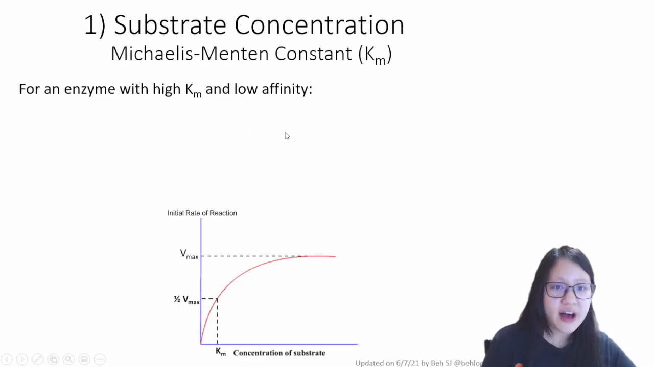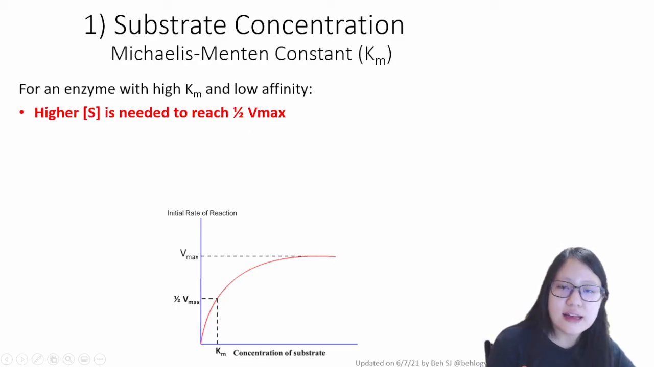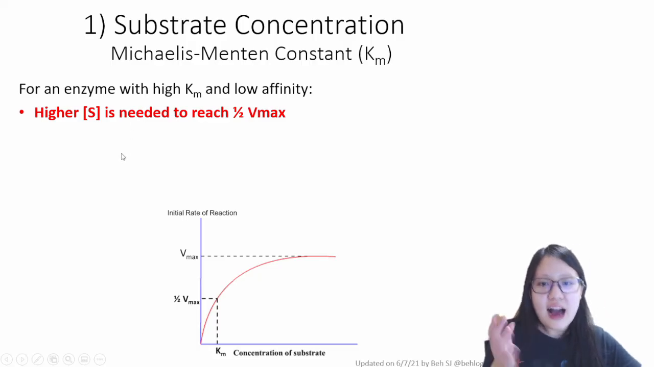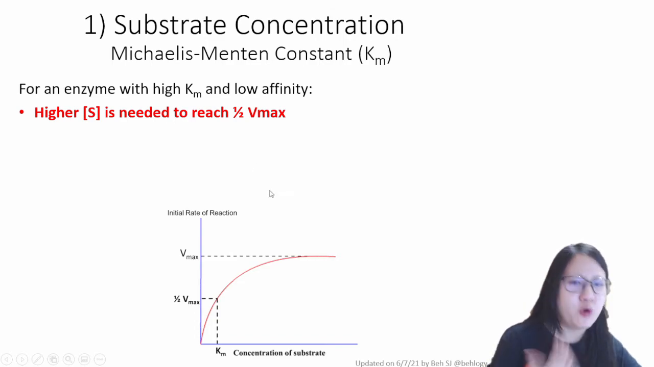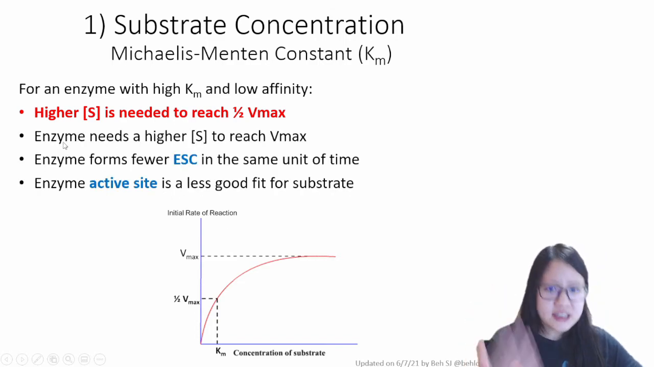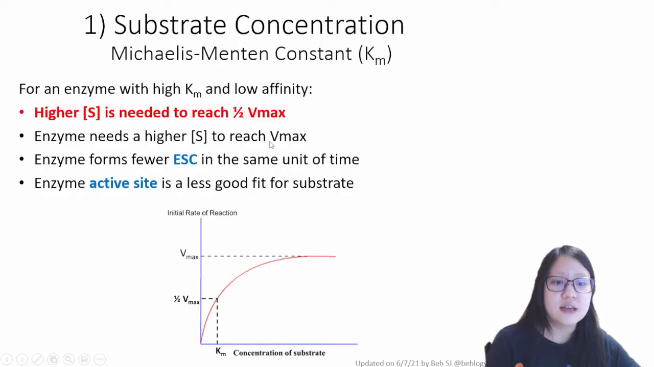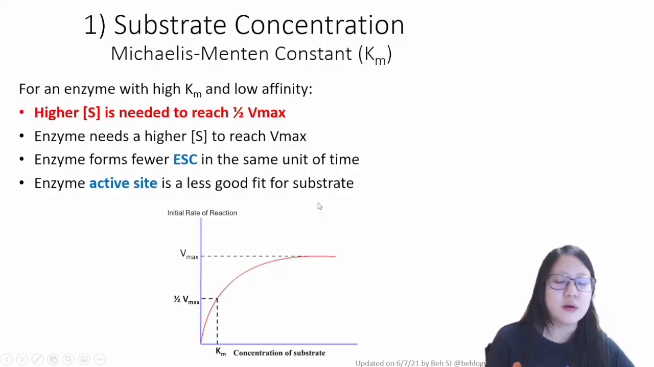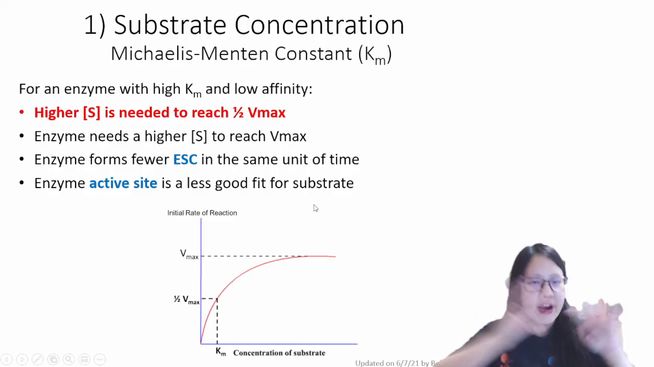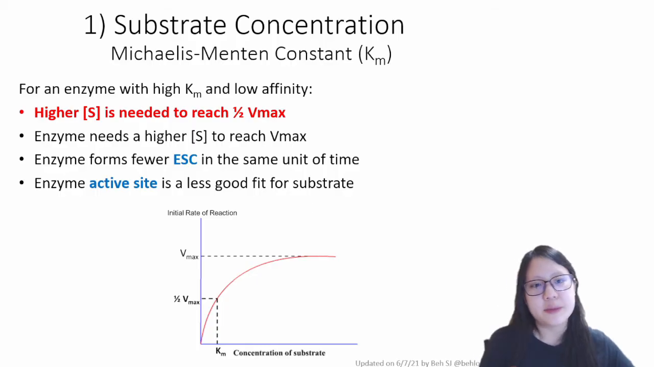Now for enzymes with high Km and low affinity, this is how we use words to describe it. Higher substrate concentration, as I said just now, is needed to reach half Vmax. More effort needed here. The enzyme needs a higher concentration of substrate to reach Vmax. Why? Because the enzyme forms fewer enzyme-substrate complexes in the same unit of time. And this might be because the active site is a less good fit for the substrate, possibly. And therefore, the reaction is harder to happen.